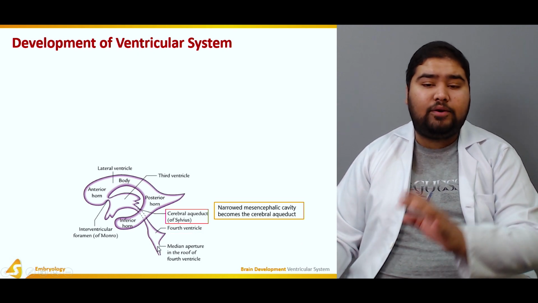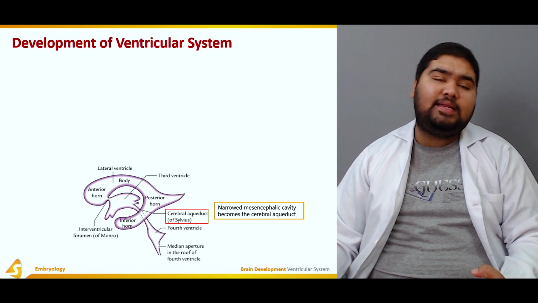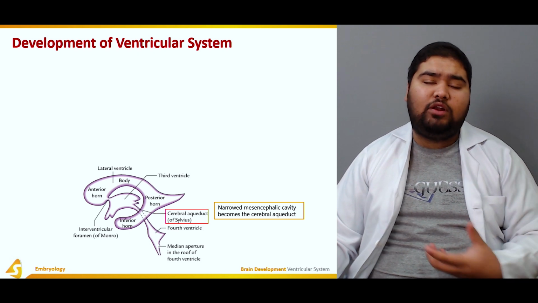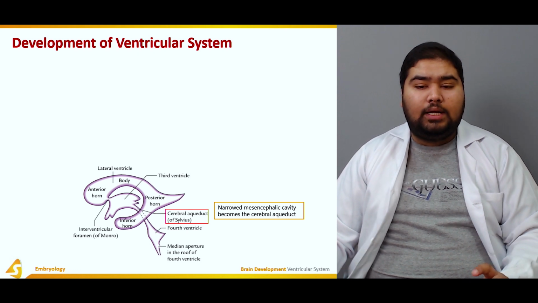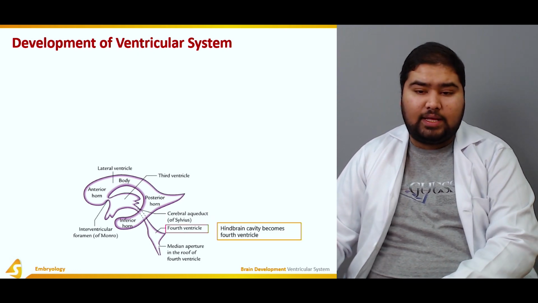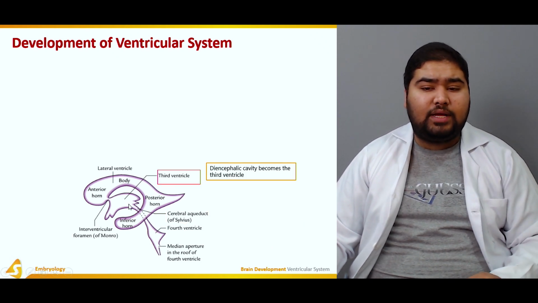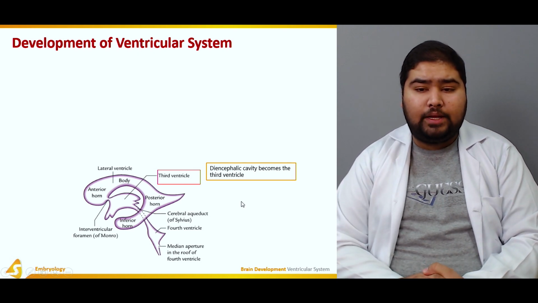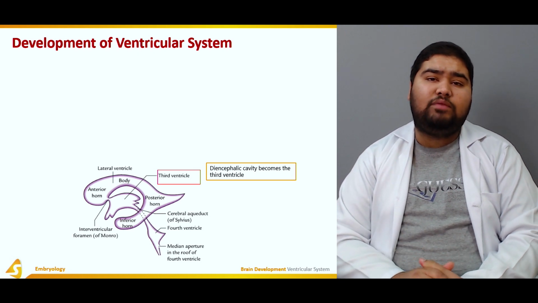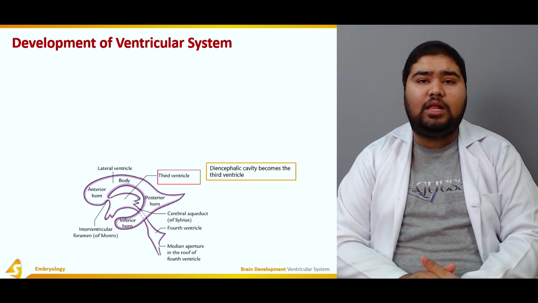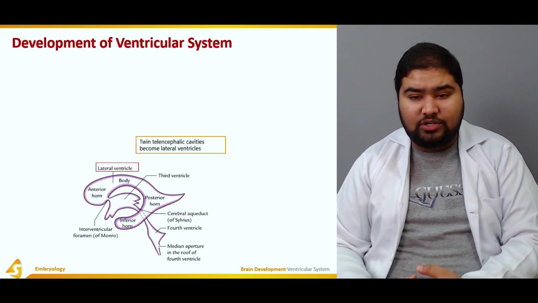Now the cerebral aqueduct of Sylvius is formed by the narrowed mesencephalic cavity. So the mesencephalon, which was the primary midbrain vesicle, narrows to form the cerebral aqueduct of Sylvius. Now we have the third ventricle. The third ventricle develops from the diencephalon cavity. So the diencephalon cavity, which was the secondary brain vesicle of the prosencephalon, forms the third ventricle.